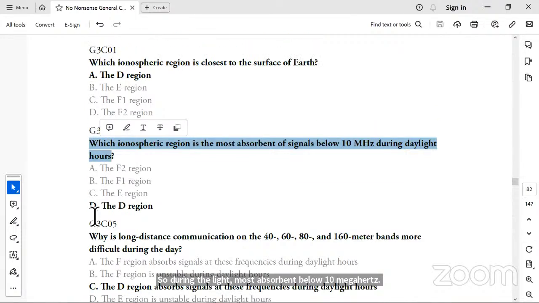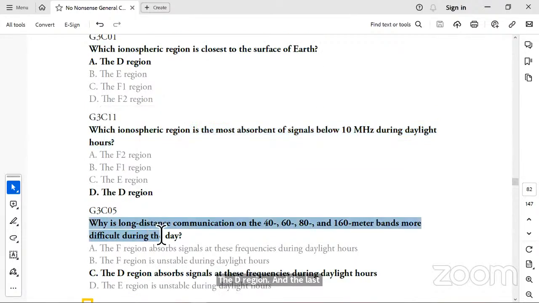And the last question that we'll deal with this evening in the question pool, why is long distance communication on the 40, 60, 80, and 160 meter bands more difficult during the day? And that's related to the D region again. It's because the D region absorbs signals at these frequencies during the daylight hours. And folks, I think that would be it for our question pool. So let's just go back to our slide deck to give our wrap up.